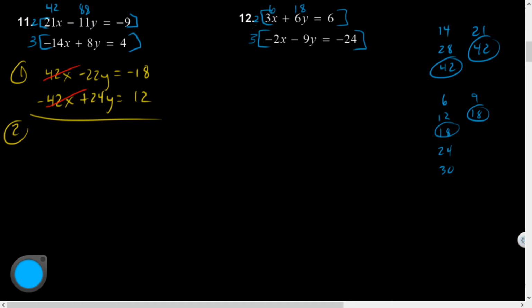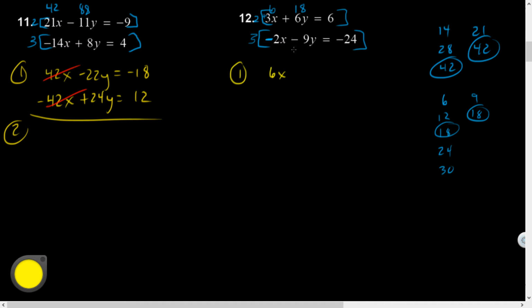Why? Because this is already positive, this is already negative. They're opposites, they're going to get eliminated. All right, you guys are good. You're getting good at this. I gotta say, you're getting good at this. I like this. You're making me so proud.